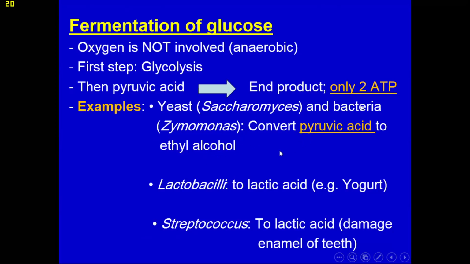ممكن البيروفيك أسيد هذا تستخدم اللاكتوباسيلاي ويتحول to lactic acid which is in manufacturing yogurt، صناعة الألبان، اللبن. بس ممكن تكون مضرة. ستريبتوكوكس تأخذ البيروفيك أسيد وتعملها لاكتيك أسيد. لاكتيك أسيد in the mouth will damage the enamel of the teeth. Enamel يعني غطاء الأسنان. So the teeth will be damaged by microbes called streptococcus. Streptococci الجمع. Streptococcus المفرد، streptococci الجمع.